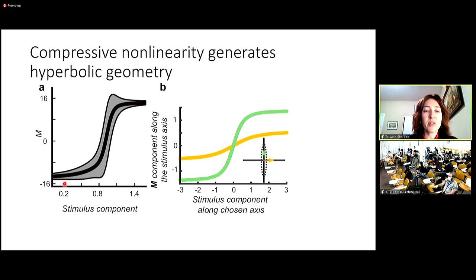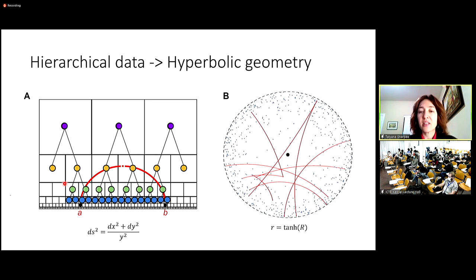And the transformation that we have, this tanh transformation, is the same transformation as in the Poincaré construction on this panel B. In other words, what we are showing here with neural responses for one-dimensional stimuli is a cross-section of this Poincaré plane along a particularly chosen diameter.